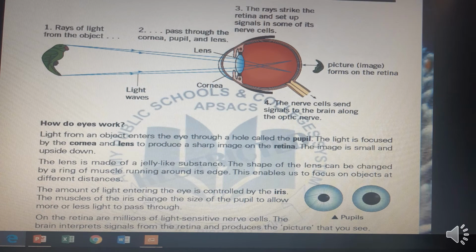The iris is the muscle which controls the amount of light entering the eye. The muscles of the iris change the size of the pupil to allow more or less light to pass through. If the intensity of light is greater, the size of the pupil will reduce. If the intensity of light is lesser, then the pupil will be dilated.